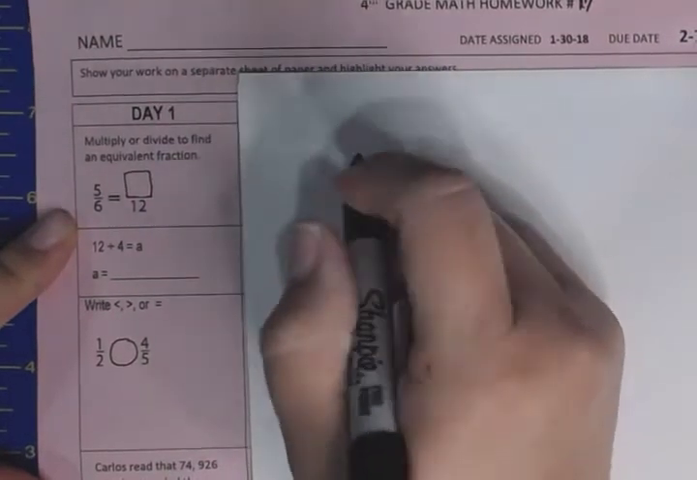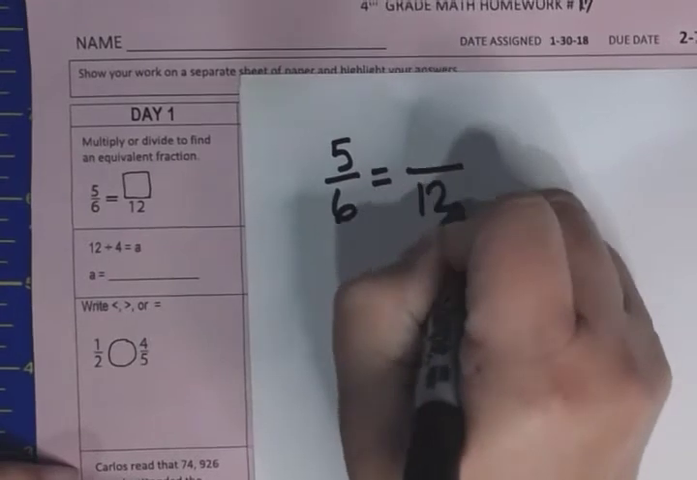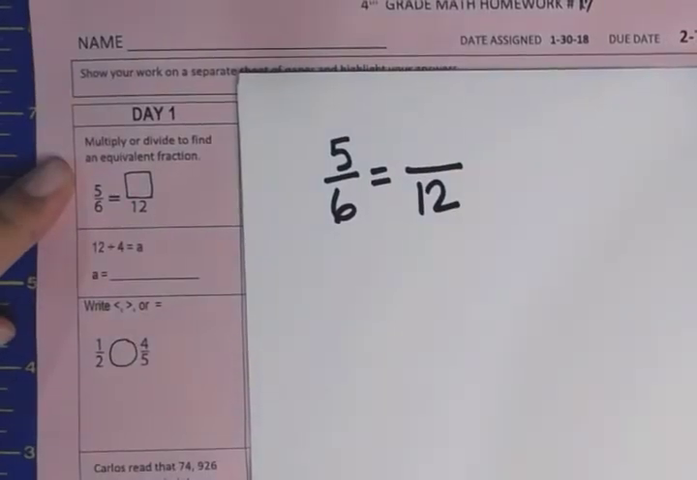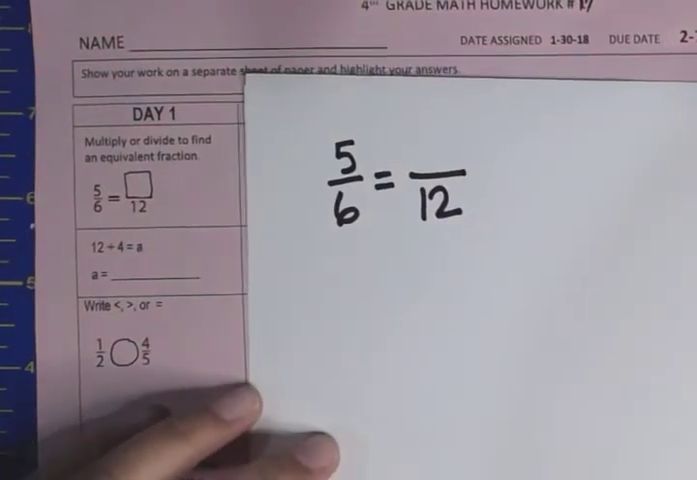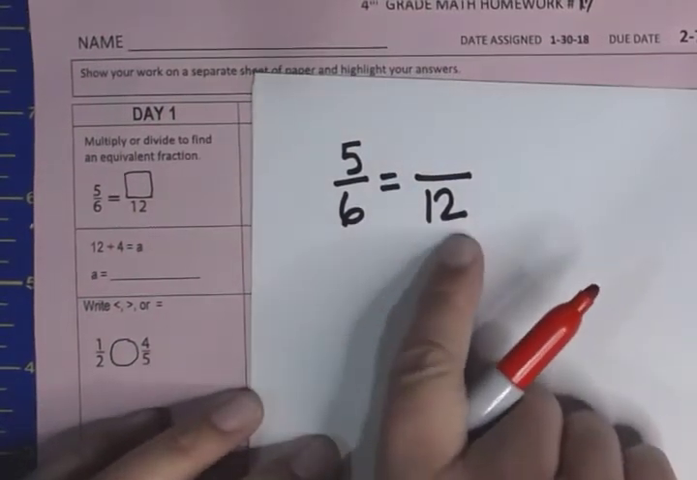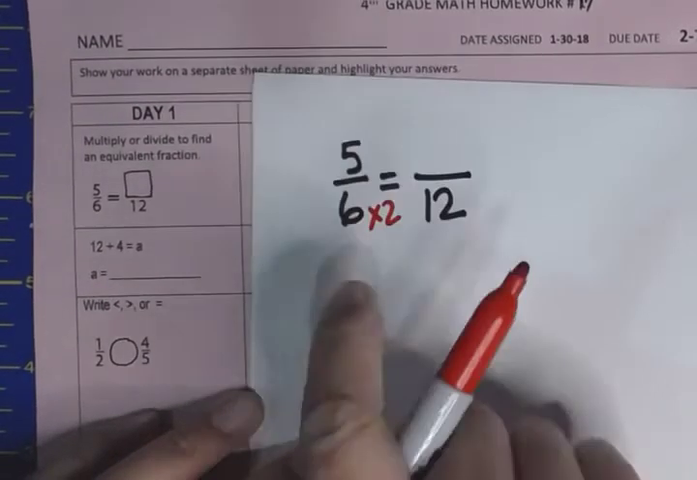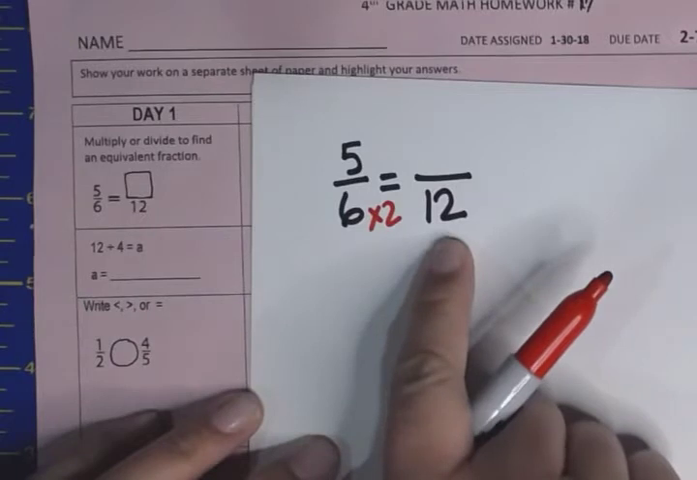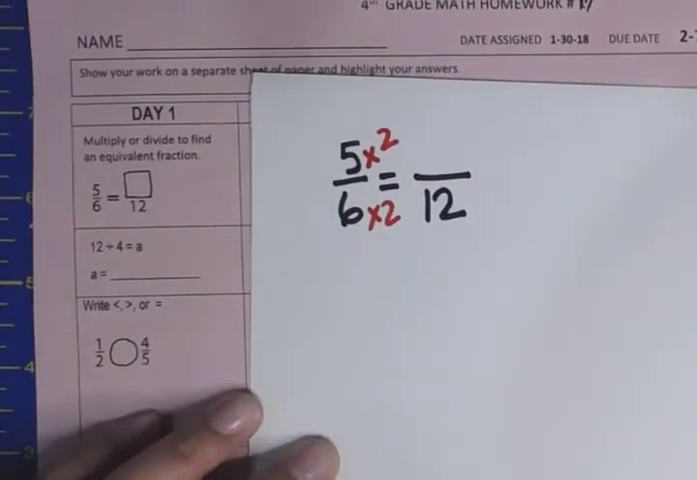Day 1 says 5 sixths is equal to something over 12. They're asking you to multiply or divide to find an equivalent fraction. Now, if you look at your numbers going from left to right, and they're increasing, that means you are going to multiply. So 6 times 2 is equal to 12. Then whatever you do on the bottom, you would do on the top. And that's how you would find this answer.